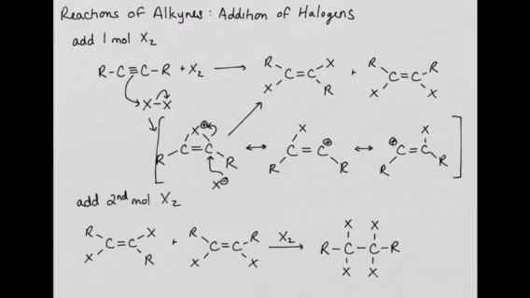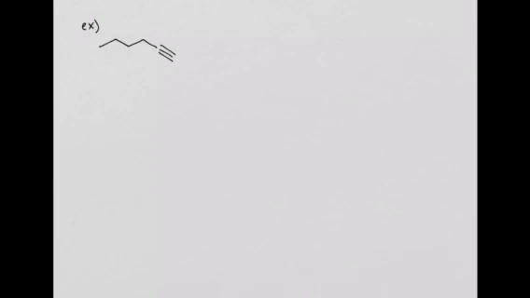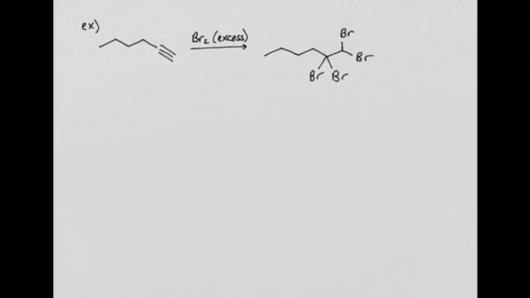Now let's look at an example. If we treat this alkyne with bromine, we will get a single product. Because the alkene that is formed as an intermediate is even more reactive towards the bromine, it is impossible to stop this reaction at the alkene intermediate. Instead, we get the tetrabrominated product.